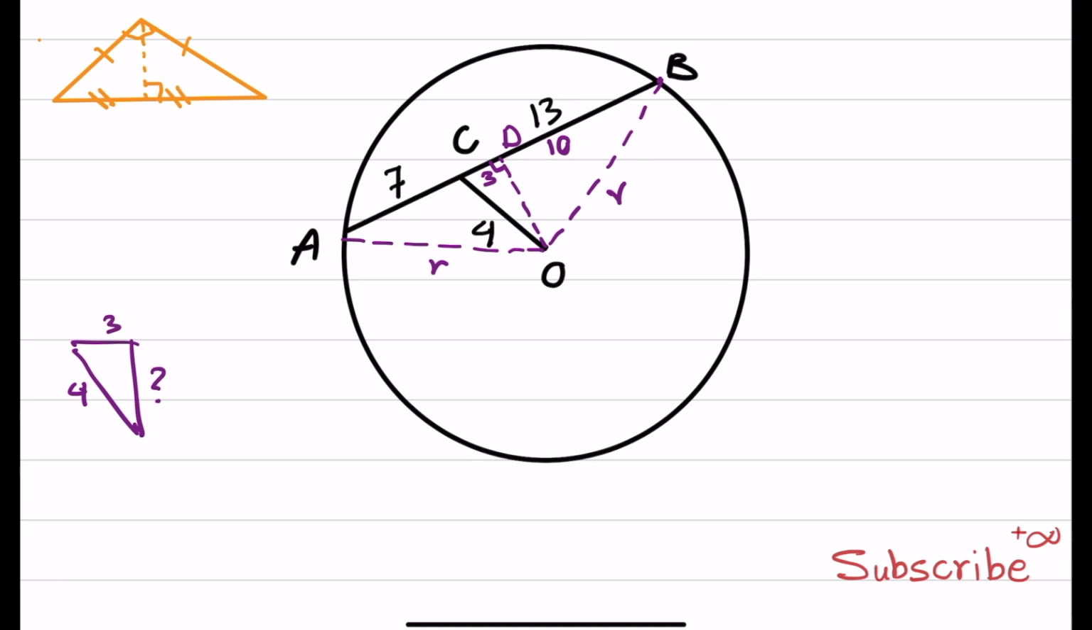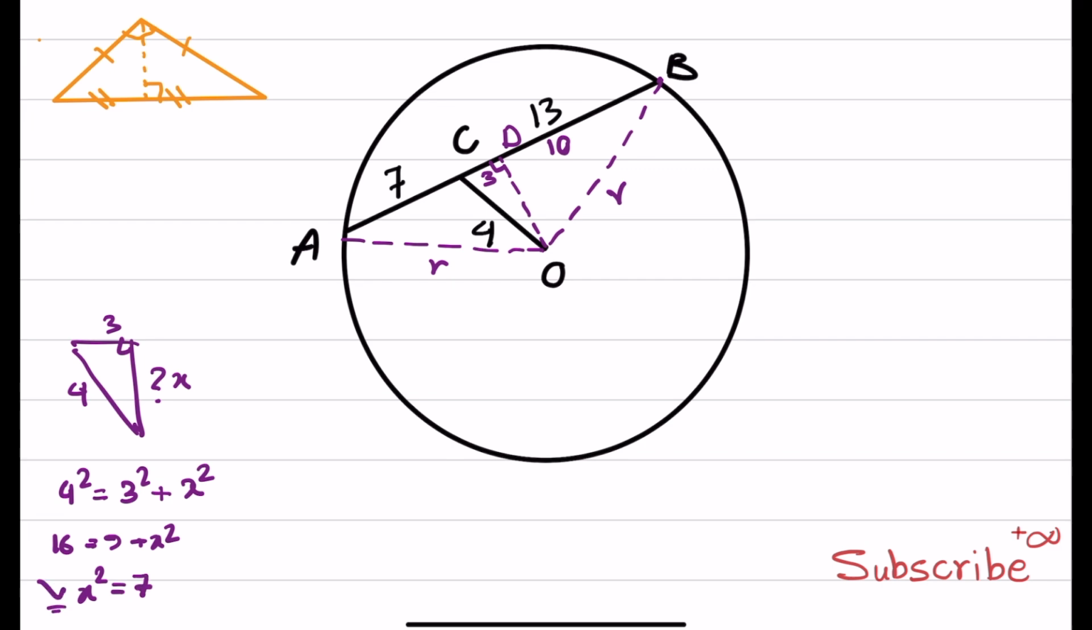We can apply the Pythagorean theorem, which says 4 squared is equal to 3 squared plus x squared, let's say this is x. From here we have 16 is equal to 9 plus x squared, therefore x squared is 7. So this is something that we will use.